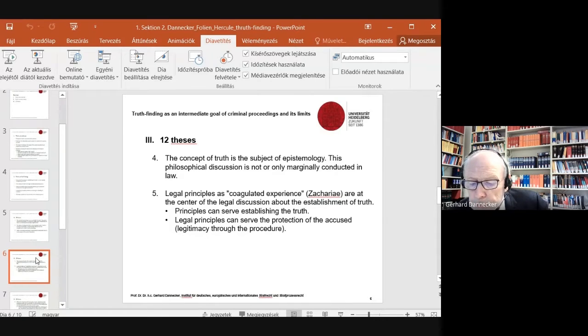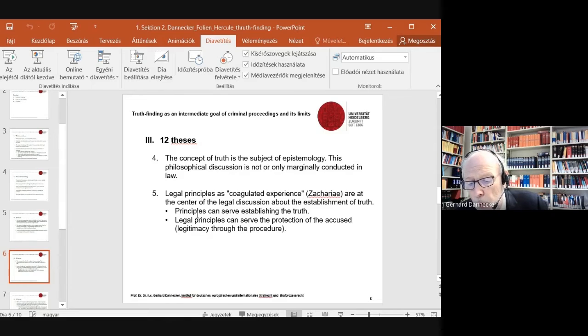Fifth, in the focus of the legal discussion on the establishment of truth are the legal principles classified by the 20th century German criminal proceduralist Zachariae as coagulated experience. And I think this is important. The first principles to be mentioned are those that serve to establish the truth and exclude impending elements. These include orality and immediacy, limits of evidence by hearsay, exclusion of biased judges, etc.